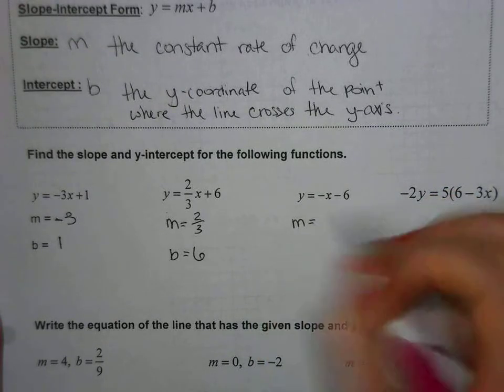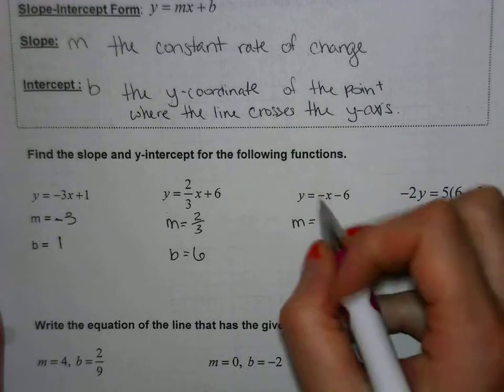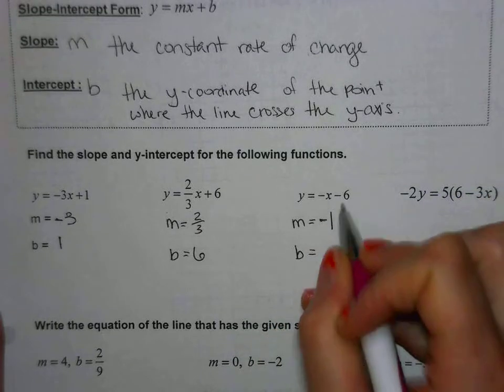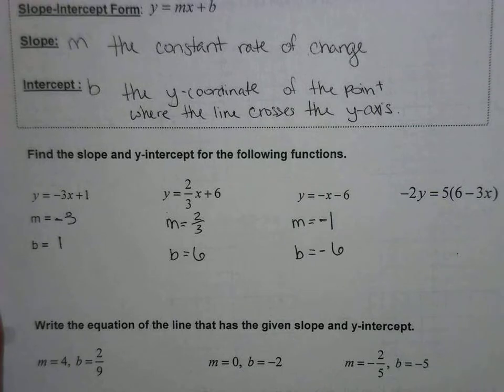So this one, our slope, which equals m, there's a negative sign in front of the x, which means we have a negative 1. So b equals a negative 6.